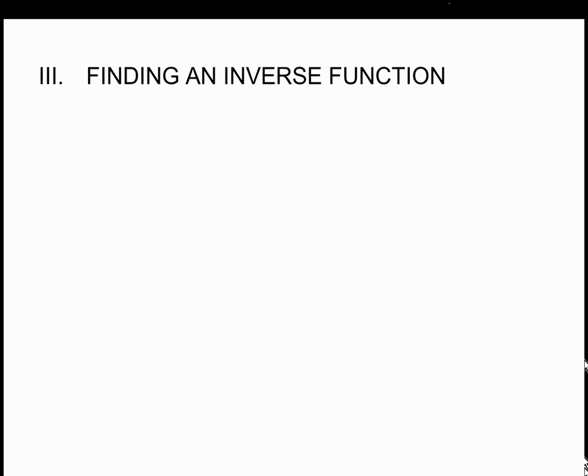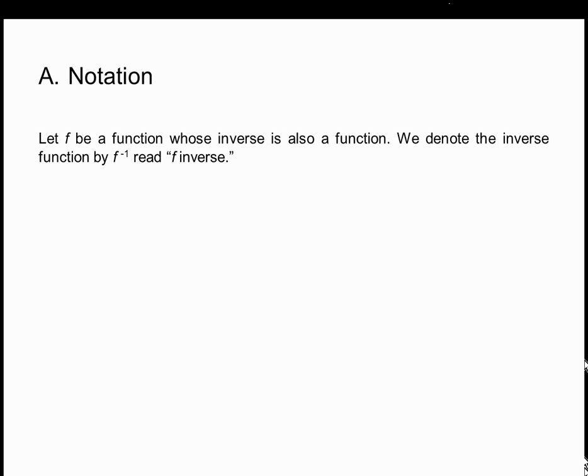Finding an inverse function. Okay, we already know how to find an inverse relation. You just switch x and y, and that's all you do. After you switch x and y, you leave it alone. With an inverse function, there's a little more work to do. So, the notation. Let f be a function whose inverse is also a function. We denote the inverse of f by f with a superscript of -1, and it's read f inverse.